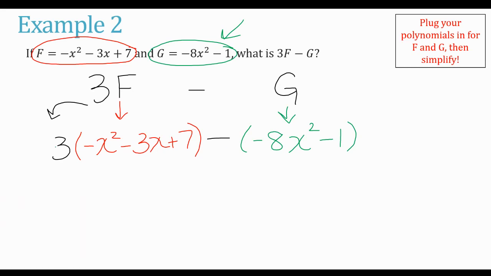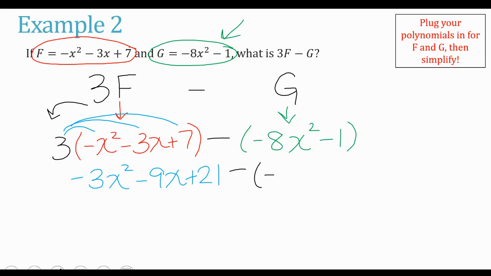Now, before I can do the subtraction, I have to distribute this 3 because that represents multiplication. So I'm going to just distribute that, where I have negative 3x squared minus 9x plus 21. And I'm going to just bring down what we have. I'm going to do this in 2 separate steps. If you want to do this in 1 step, that's fine. Just want to show each step.